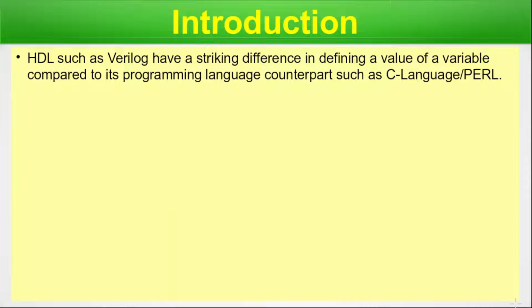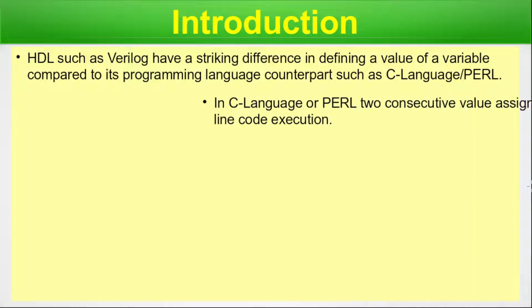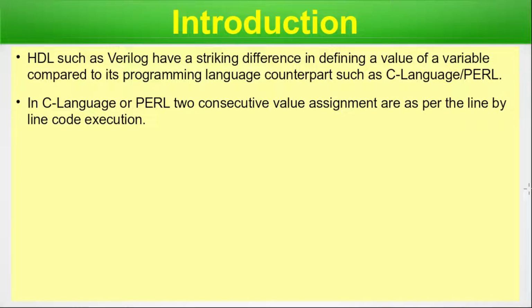Introduction. HDL such as Verilog have a striking difference in defining a value of a variable as compared to its programming language counterpart such as C language or Perl. In C language or Perl, two consecutive value assignments are as per the line-by-line execution of code. So focus on this thing, line-by-line execution of code. So this is the fashion in which the C language or the Perl works.